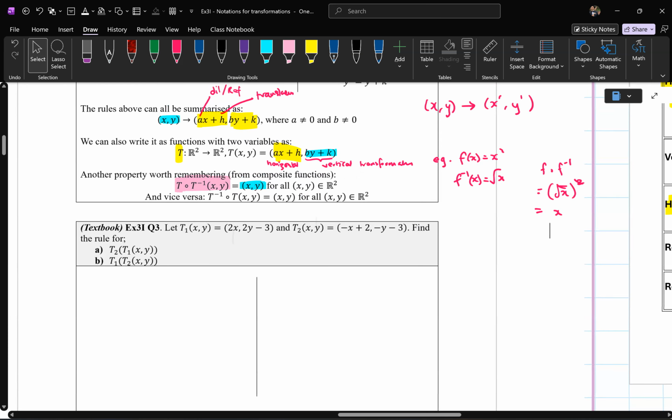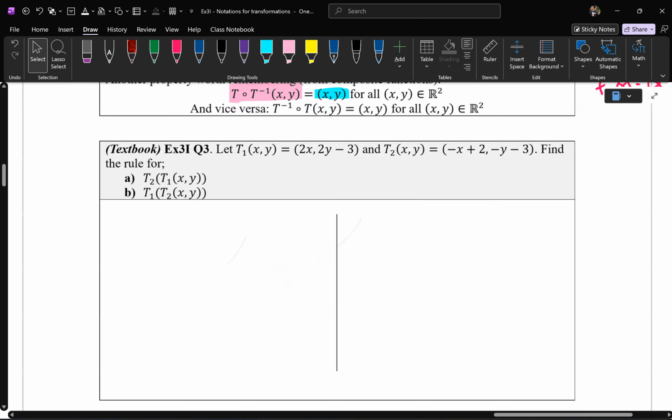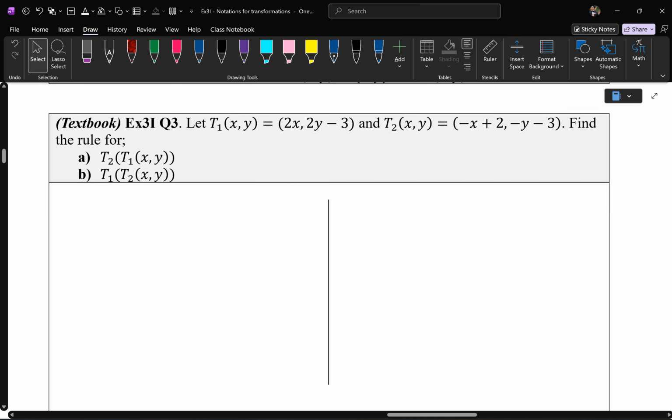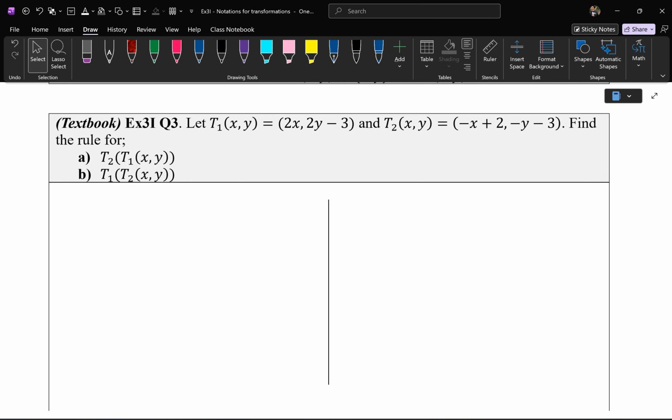So let's practice reading transformation notation. Here we go. This is from your textbook, exercise 3I, question 3. So they say, let the first transformation be this description: dilation of factor 2 from the y-axis. Okay, so you're affecting the x, horizontal stretch, and then vertical stretch, and then down by 3. Versus the second transformation, you've got a reflection and translation, then a reflection again, and then down by 3. Now they're asking, find the rule for T2, where you substitute T1 in.